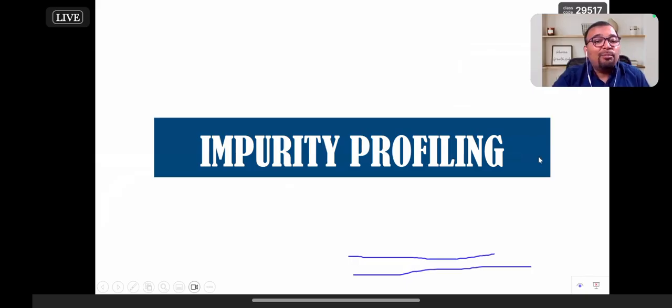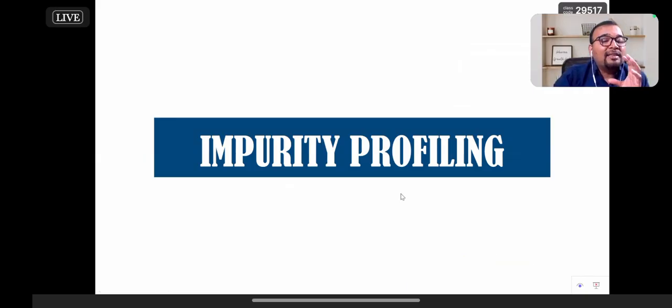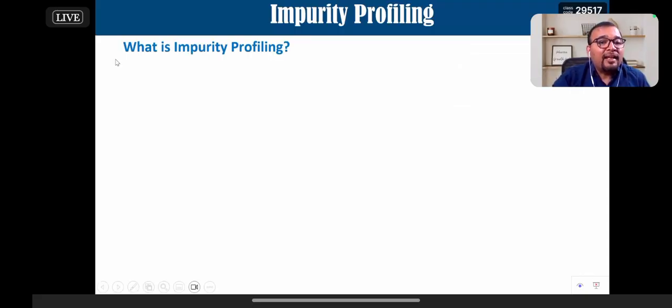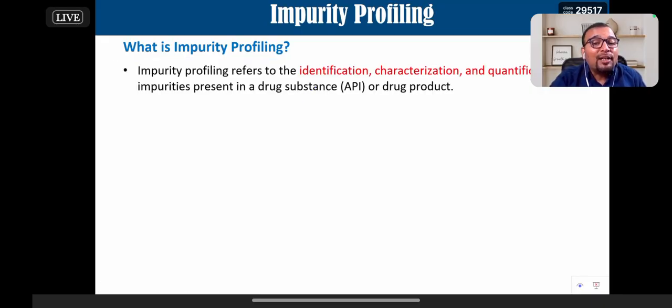So, shall we talk about the impurity profiling now? See, impurity profiling is a very critical point, especially for new drug substances and new drug products. So, what do you mean by impurity profiling? You must have seen, when you're doing some mass studies, NMR studies, you are identifying the structure of the impurities, the degradants, and you are quantifying those degradants in the sample. So identifying and quantifying these impurities and their possibility in the drug substance or drug product can be called impurity profiling. So identification, characterization, and quantification.